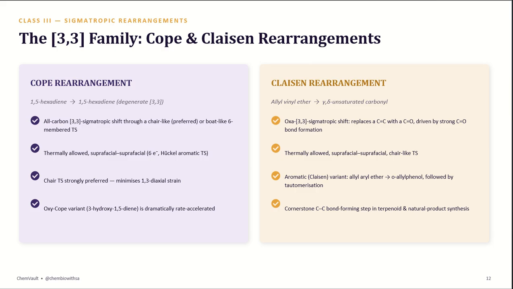First, the Cope rearrangement. 1,5-hexadiene rearranging into another molecule of 1,5-hexadiene, a degenerate, all-carbon 3,3 shift going through a 6-membered transition state that strongly prefers a chair-like geometry over a boat, for the same reasons chair cyclohexane is preferred. It minimizes 1,3-diaxial strain, with 6 electrons in an all-suprafacial arrangement. It's a Hückel aromatic, thermally allowed process.